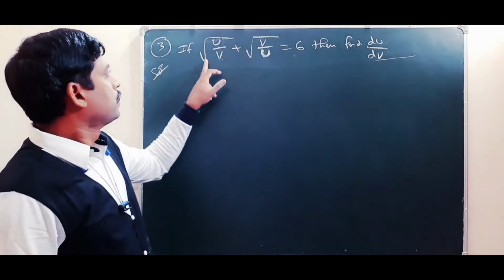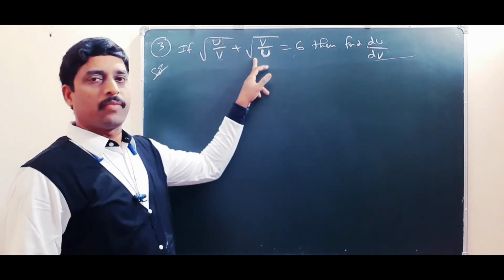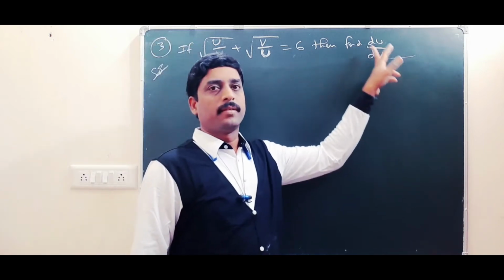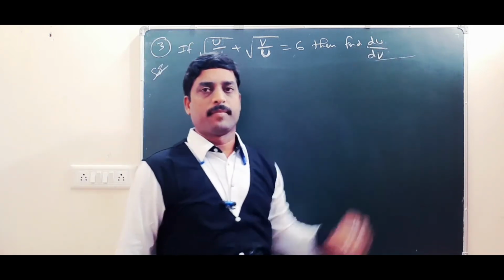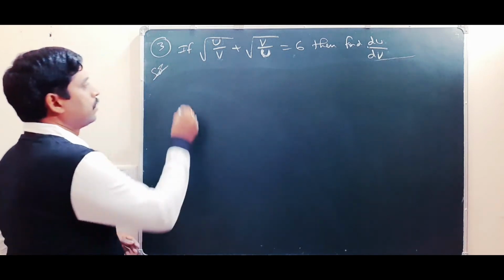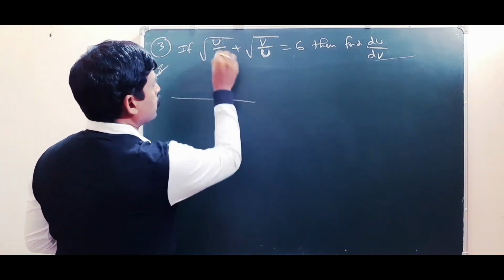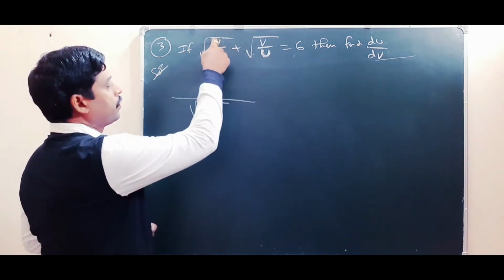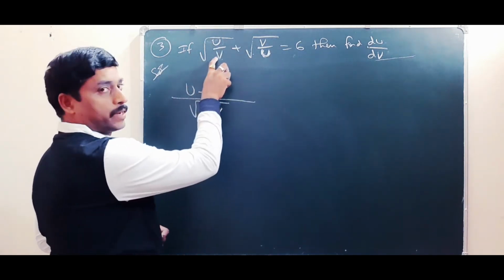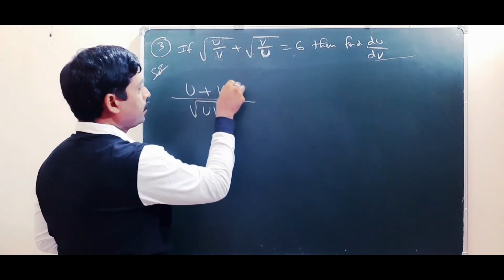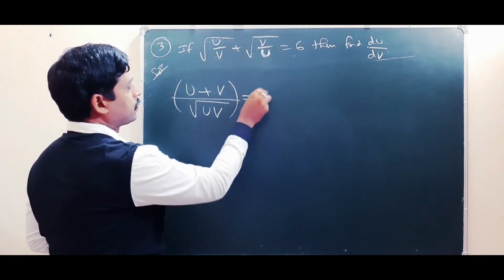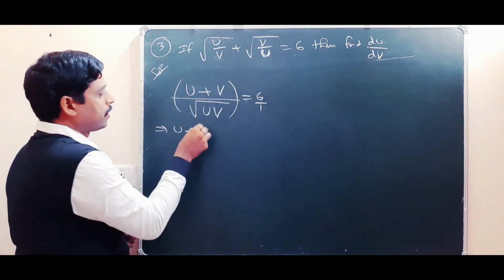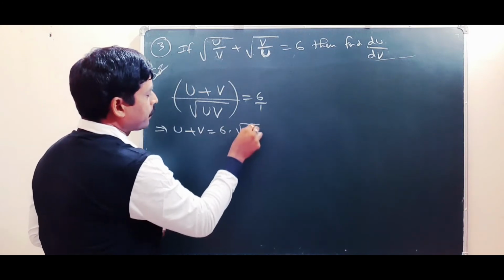So what is given? Root under u by v plus root under v by u equals 6 is given. Then we have to find du by dv, the differentiation of u with respect to v. This is our target. So let us take the LCM. What is the LCM? Root uv. So root u into root u plus root v into root v gives u plus v equal to 6. Let us do cross multiplication: u plus v equal to 6 times root uv.